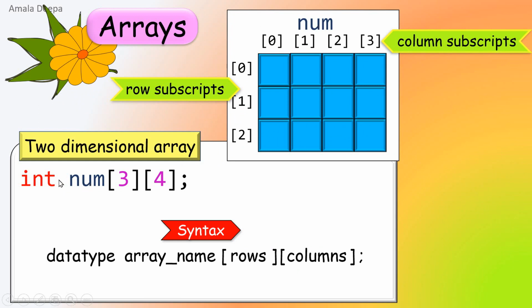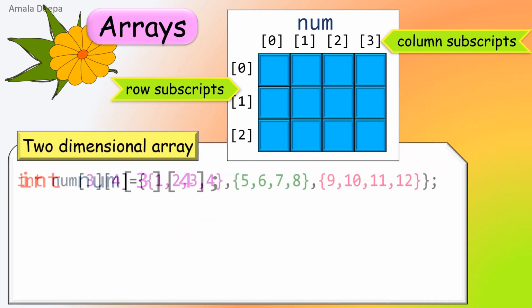Since this array num is declared as int, each location occupies 4 bytes. So the number of bytes allocated for this array is calculated as 4 bytes into 3 rows into 4 columns, which is equal to 48 bytes. Next, I will show you how to initialize this two-dimensional array.